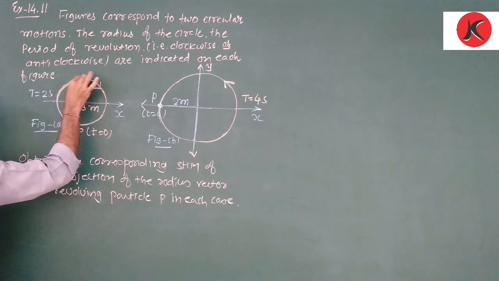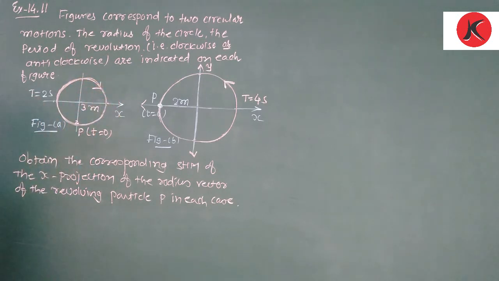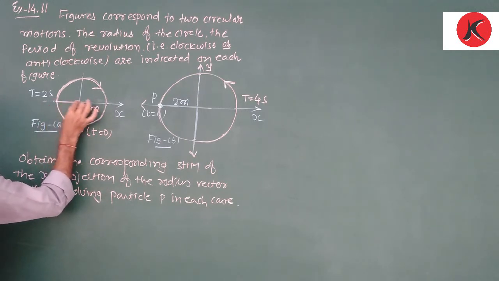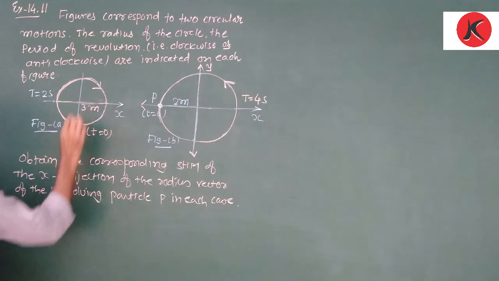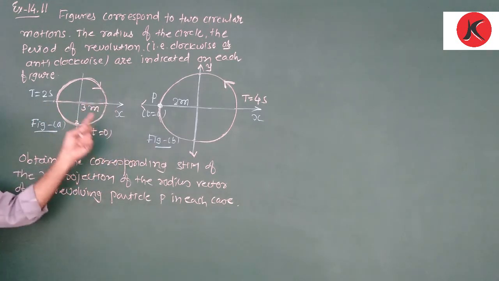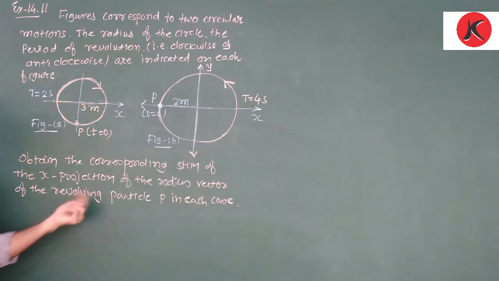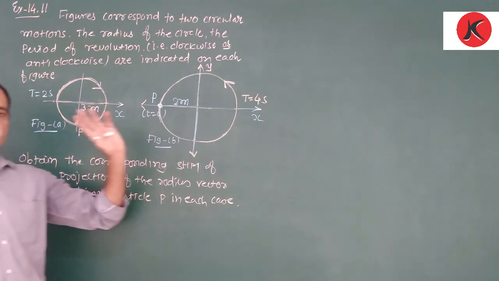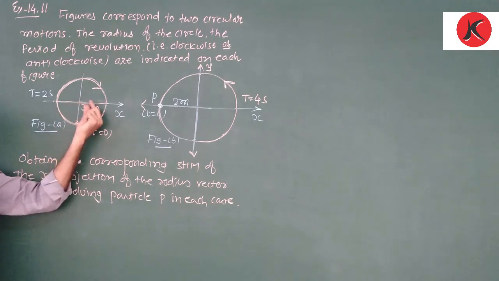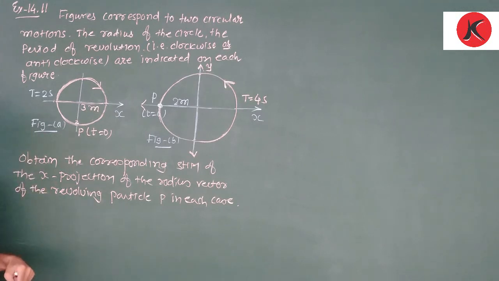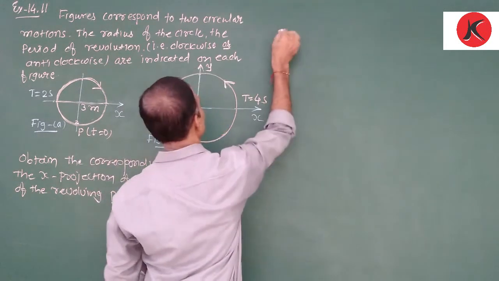So what is the projection of this particle on the x-axis? The projection of the particle performs simple harmonic motion like this on the x-axis. We have to derive the equation of the simple harmonic motion of the projection on the x-axis. That means the x component of simple harmonic motion. In figure A, the position of particle P is here, and the motion of the particle is in clockwise direction for part A.